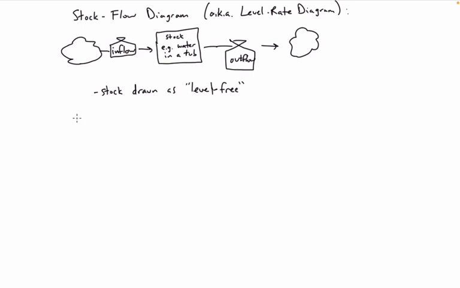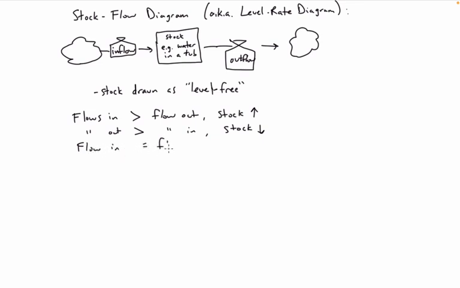So the rules here, which are basically common sense, but it's worth kind of thinking about. If the flow in is greater than the flow out, the stock rises. If the flow out is greater than the flow in, the stock decreases. And if the flow in equals the flow out, we have something called dynamic equilibrium.